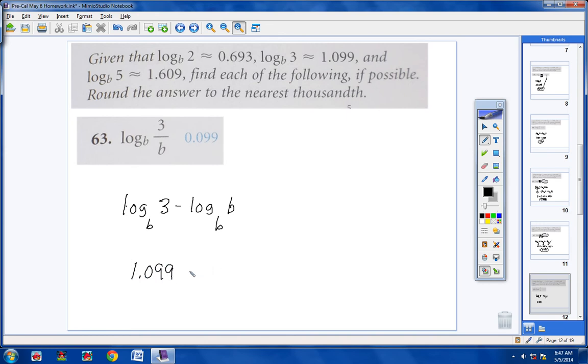And then we learned some properties that said whenever the base of the log matches the base of your argument, the entire expression equals the exponent, and your exponent is 1. Okay, let's go over that again. We learned a property that said whenever the base of the logarithm matches the base of the argument, the entire expression equals whatever the exponent is, which is 1. So this entire expression here just equals 1. So 1.099 minus 1 is obviously 0.099, which does match your answer up here.